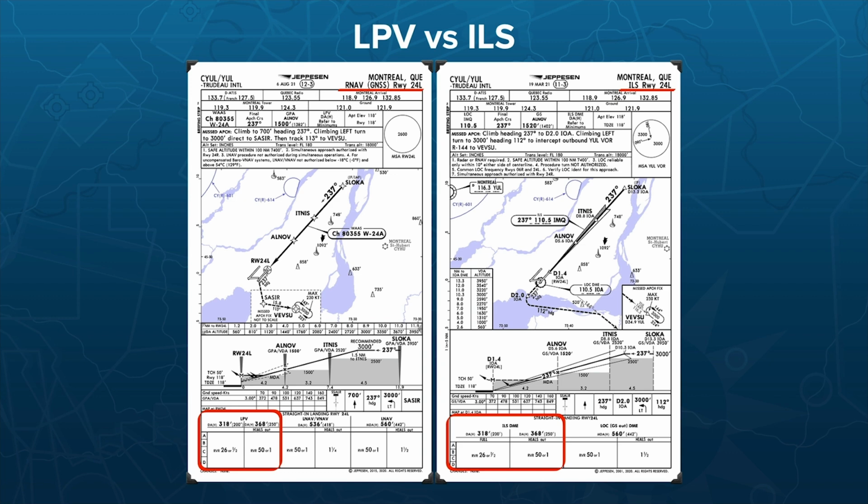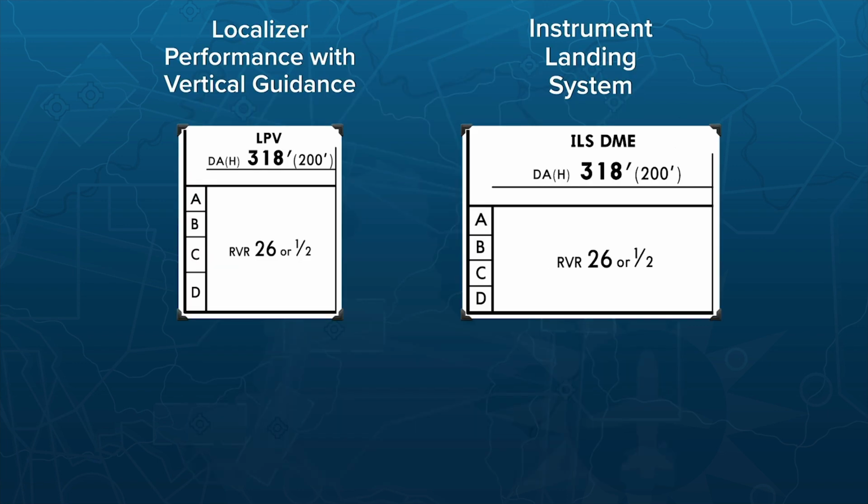All right, so I want to look specifically at LPV versus ILS. Here we have an example of an RNAV approach into Montreal for runway 24 left and an ILS for runway 24 left. So both into Montreal, both for the same runway. One is an RNAV with LPV minimums, and the other one is an ILS with ILS minimums. So let's just take a look at the differences between the two and the similarities.